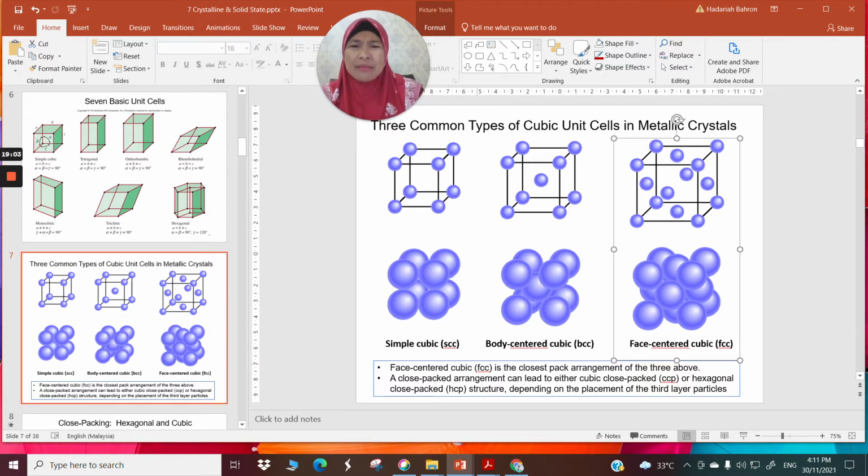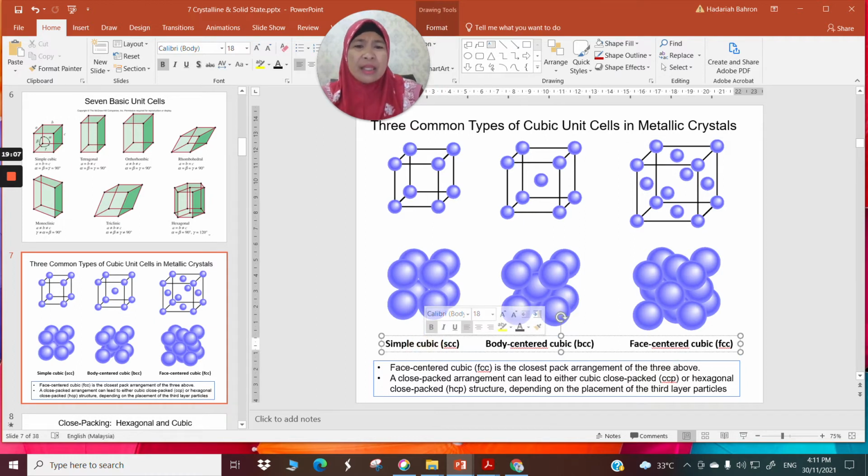So it's really very simple. Nothing in the middle, nothing on the face, you say simple cubic. If you have one particle in the middle of the cube, you say body-centered cubic, BCC. And if you have particles on the faces of the cube, you say it is a face-centered cubic, FCC.